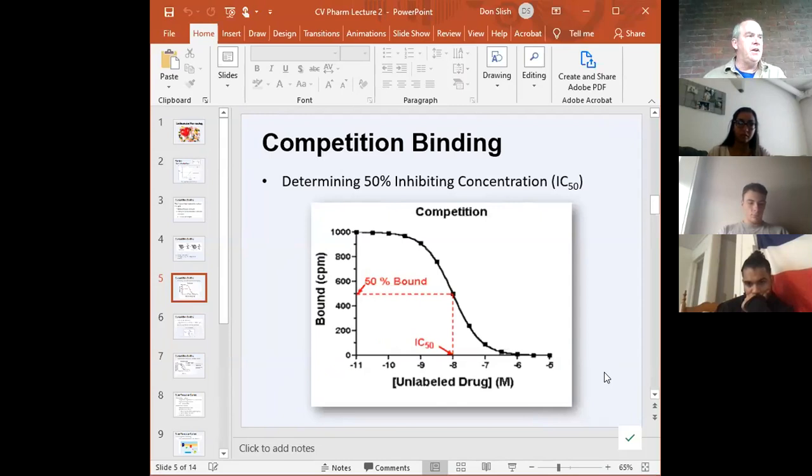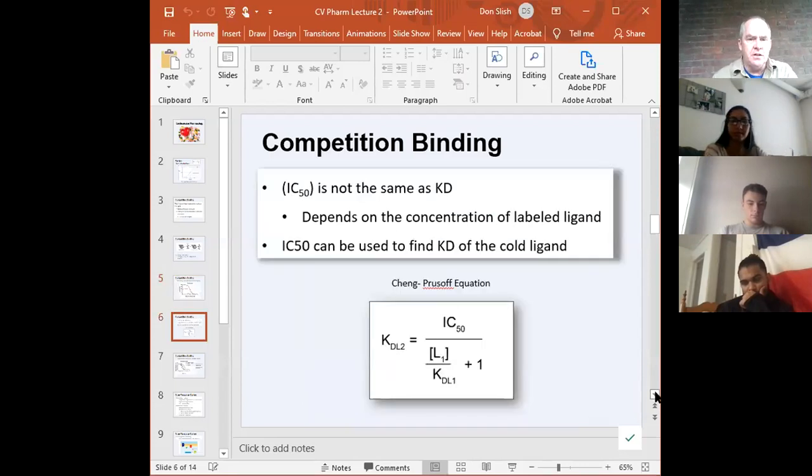We still want to know the binding constant of the new drug for the receptor, and the reason why that's not the KD is you can imagine if you went to higher concentration of hot ligand, it would take more cold ligand to compete it off. So that would change the IC50. The IC50 concentration is dependent on how much hot ligand you have there. So you need to find a new equation that takes account of the concentration of the hot ligand as well as the cold ligand. And that is this guy here, the Cheng-Prusoff.